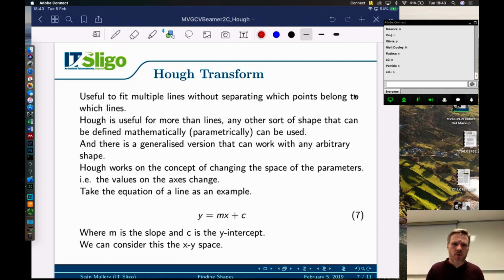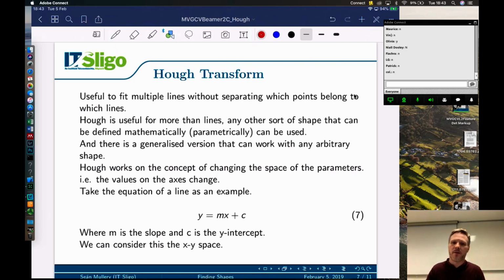So Hough is useful for more than lines. Any sort of shape that can be defined mathematically or parametrically can be used. And again, I don't cover it here, but I can point you in the direction of some YouTube videos that do it. There's a generalized version that can work for any arbitrary shape. So you can come up with an arbitrary shape that's going to occur again and again.